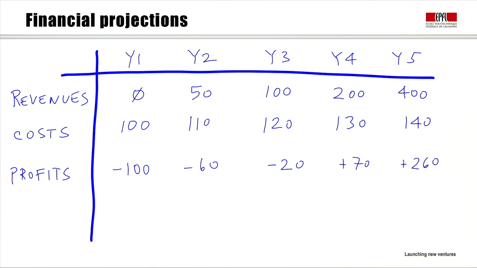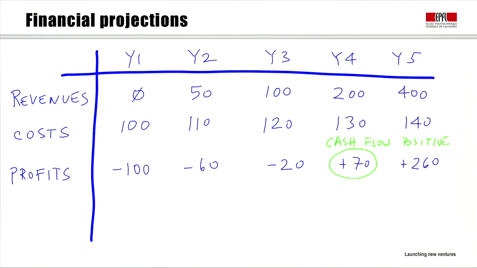So as you can see from this example, we start out by losing 100. The next year we lose 60, and in year 3 we lose 20. And finally in year 4 we make 70, and in year 5 we make 260. So year 4 would be the year that we become cash flow positive.